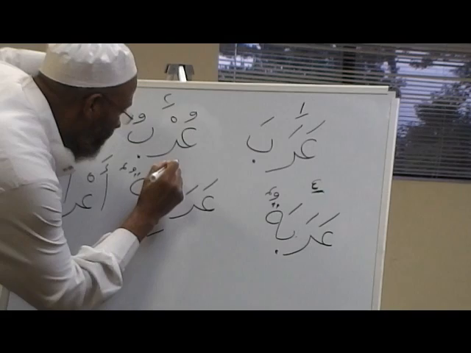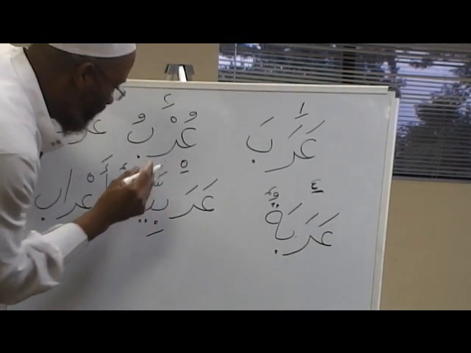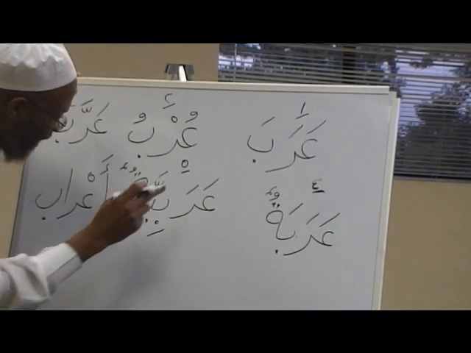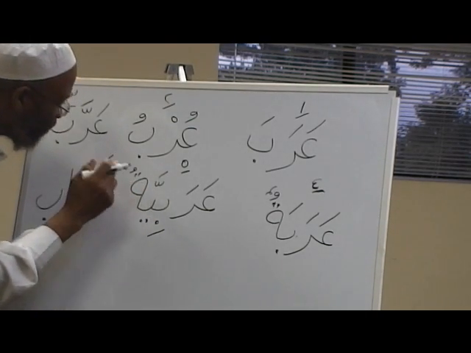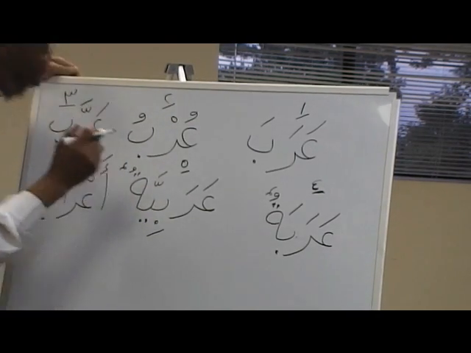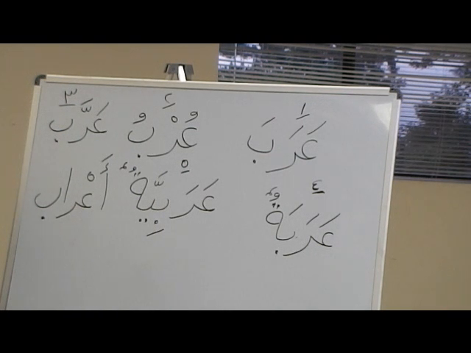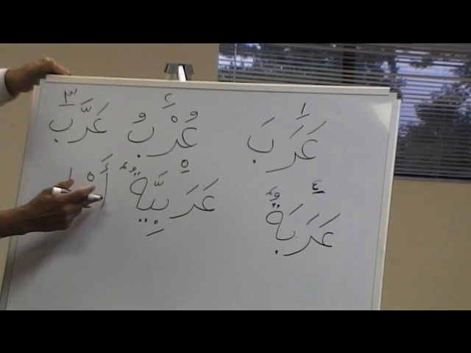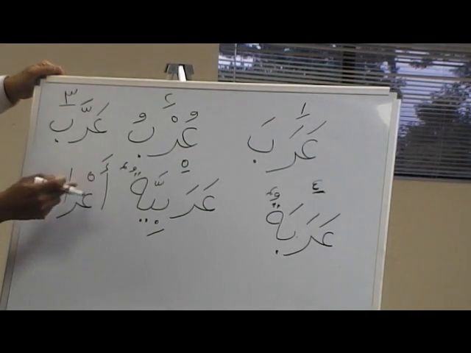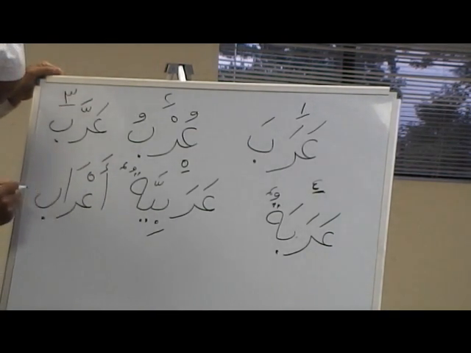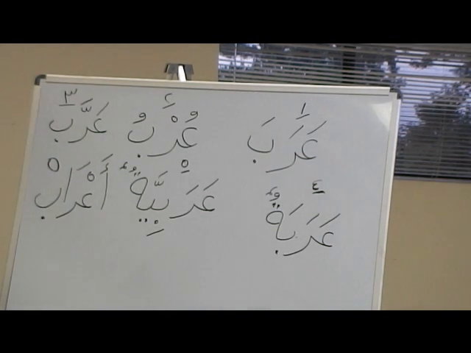I'll come back and explain it. You have the fifth word, arabiyatun. Arabiyatun. You say arabiyatun. And then you have here a, because this you don't pronounce a. Arob, arob. You say ahra. Ahra.